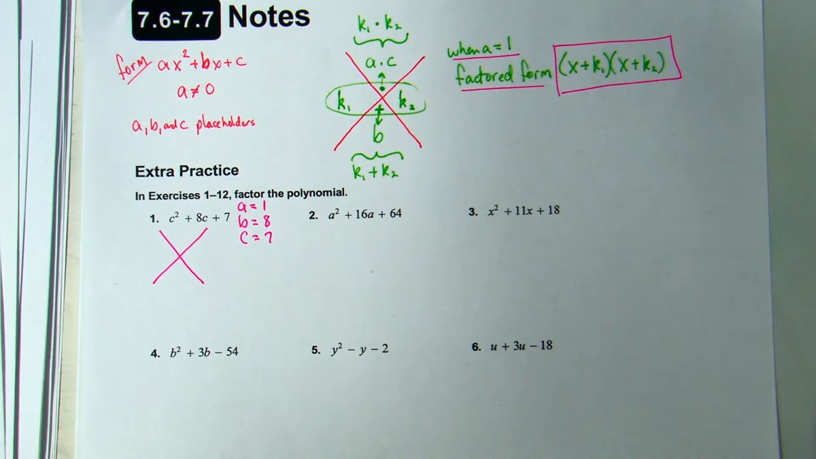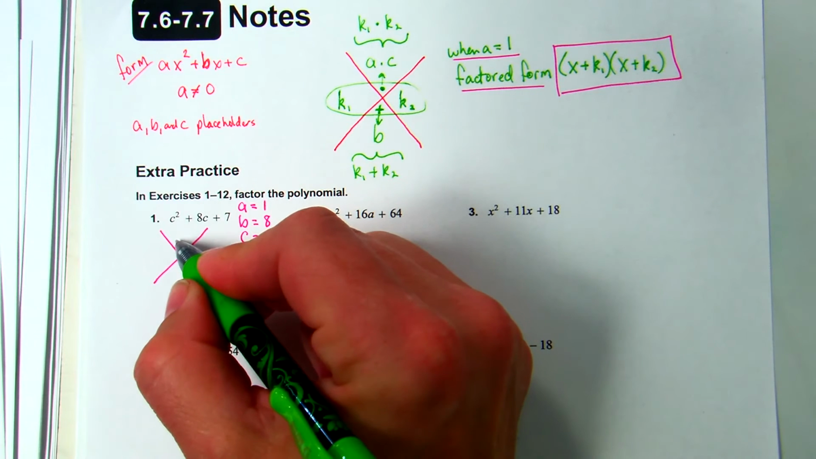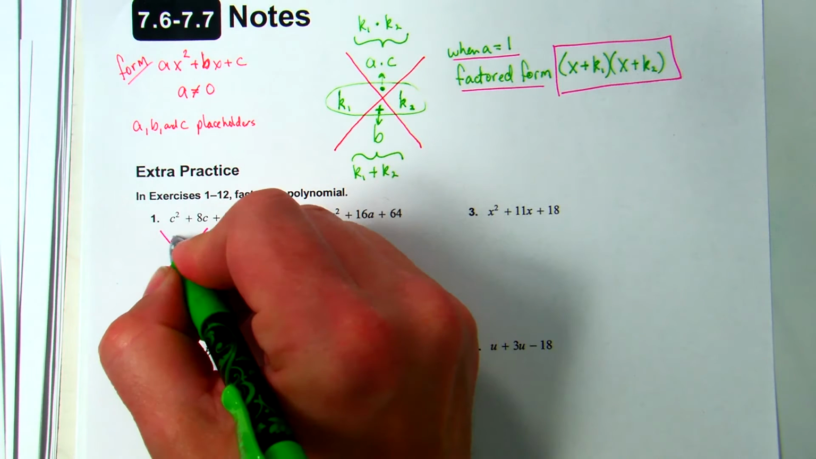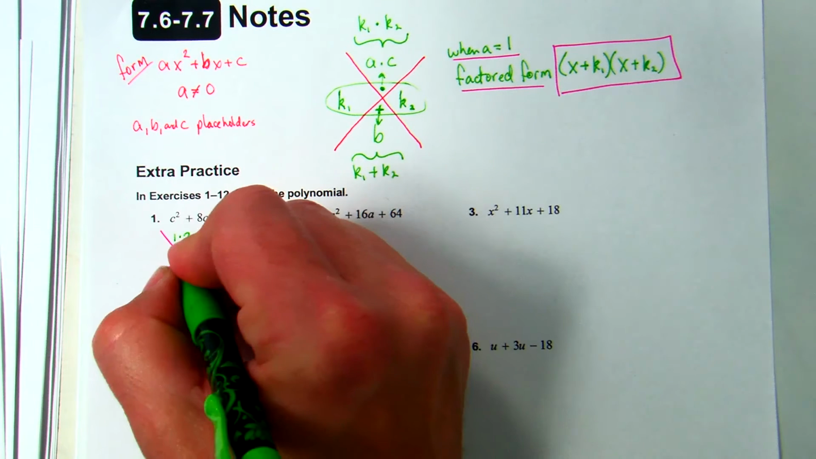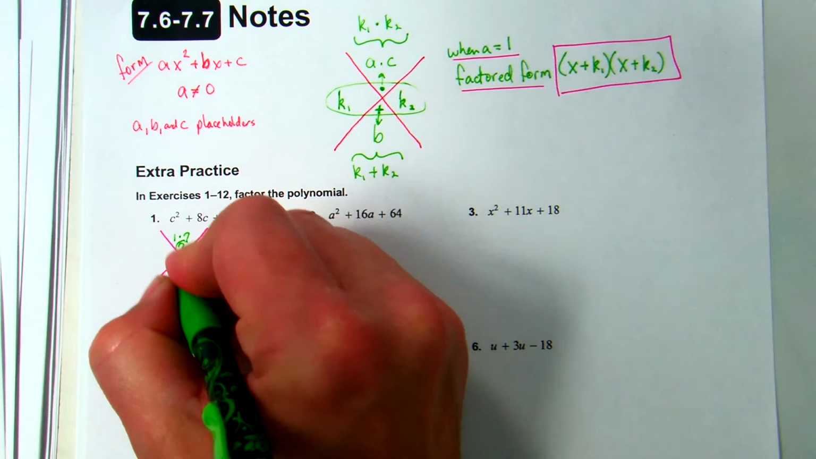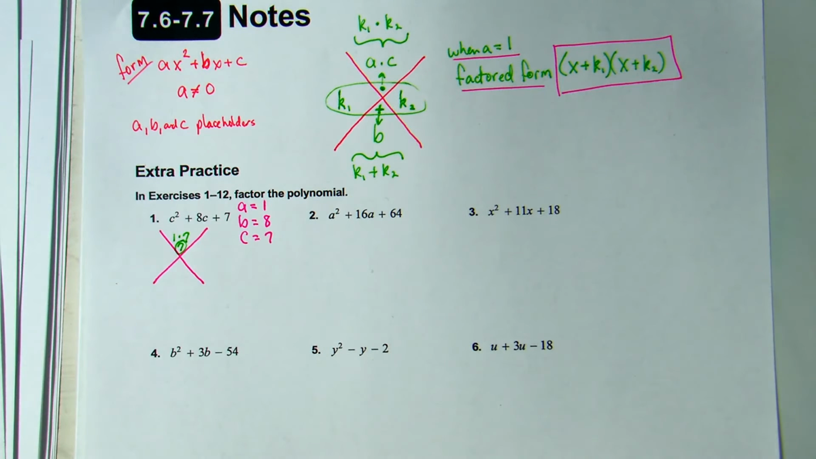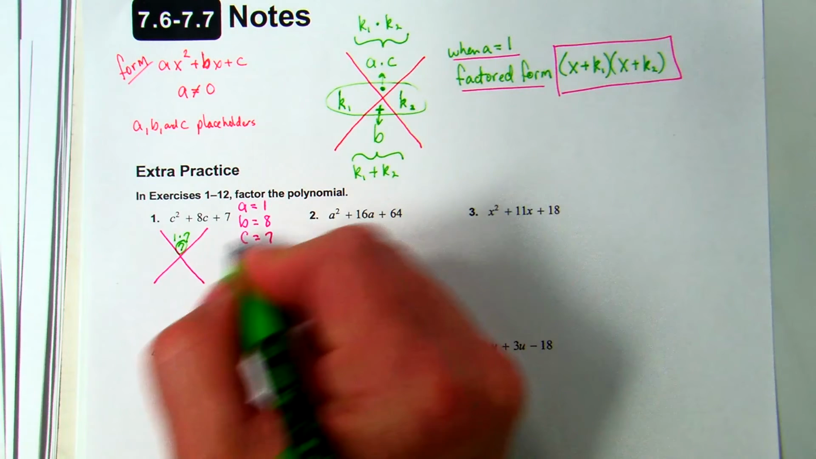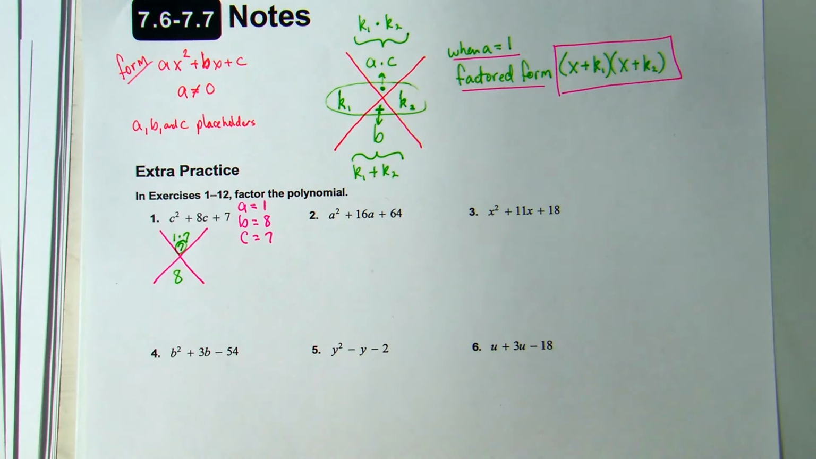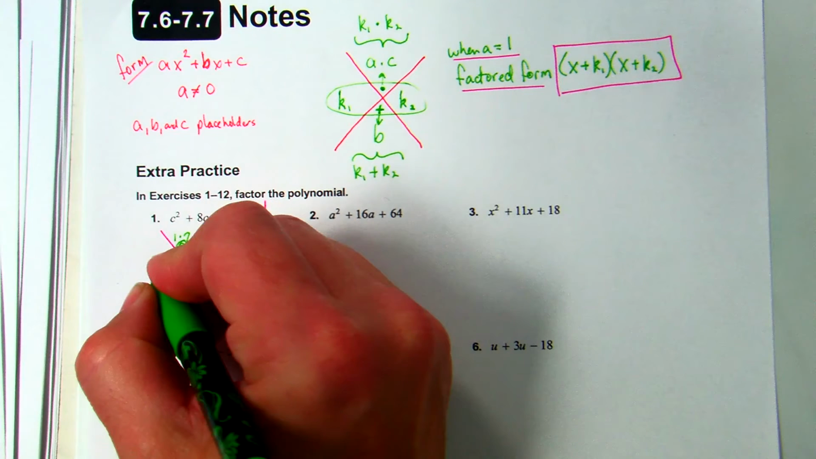Inside this, the top is going to be A times C, or 1 times 7, which just ends up being 7. So 7's my top term. And then the bottom term is just B, which is an 8. Now I'm looking for the factors of 7, and because 7's prime, there's only 1 and 7. So we know that those are the only 2 factors.